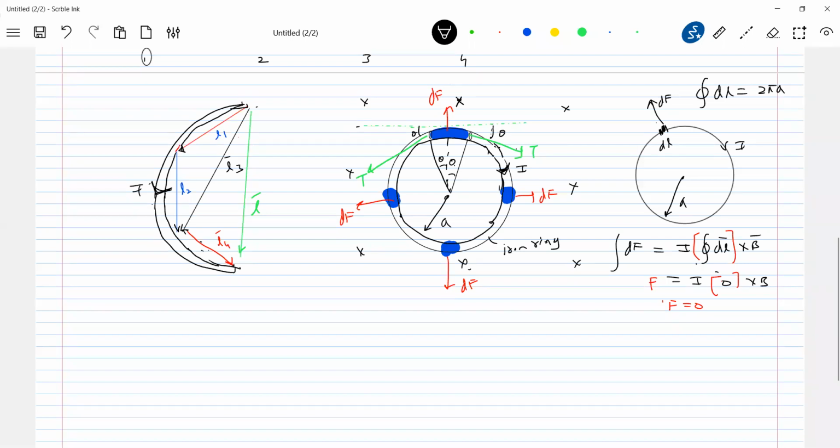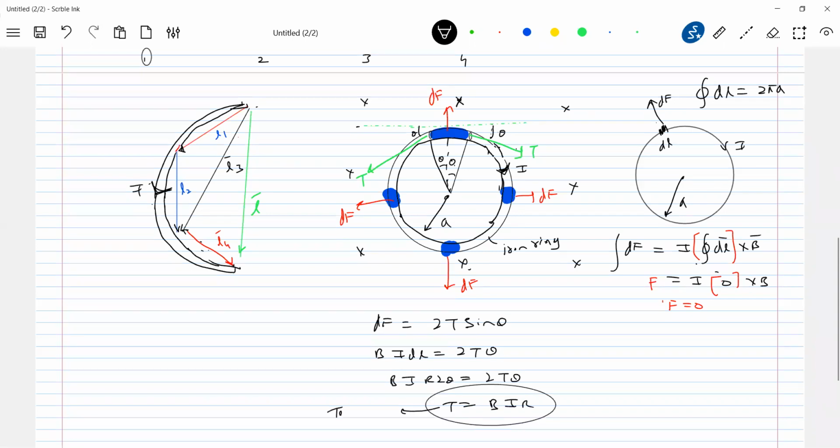So then who will balance that deforming force? The deforming force is balanced by dF equal to 2T sin theta. What is dF? B I dl, with dl equal to r 2 theta, so dF is B I r 2 theta. So what is T equal to? T equals B I r. This is the tension in the ring.